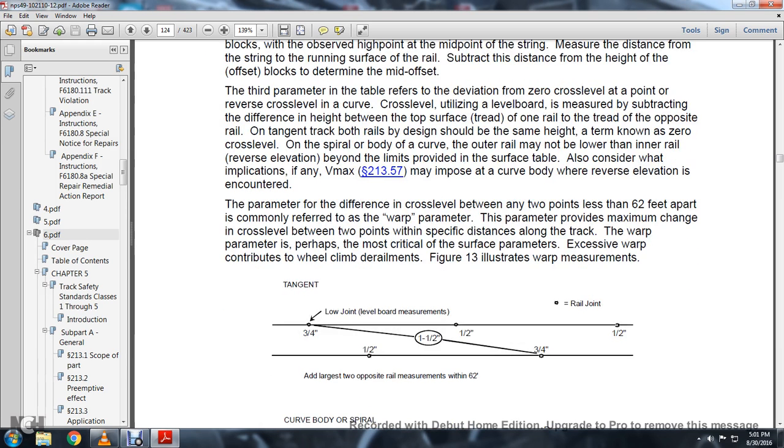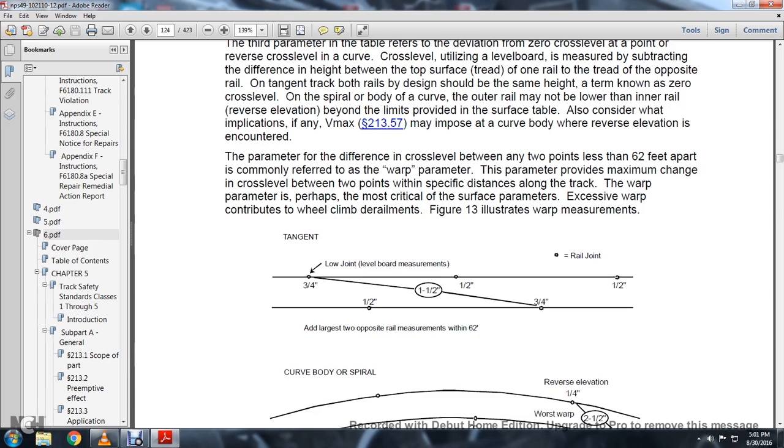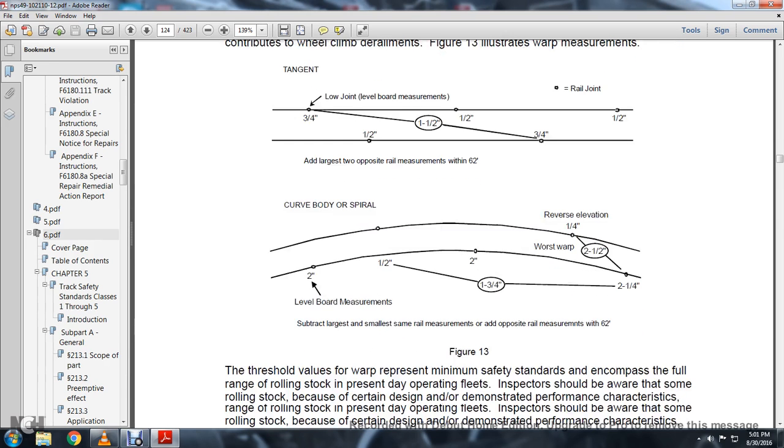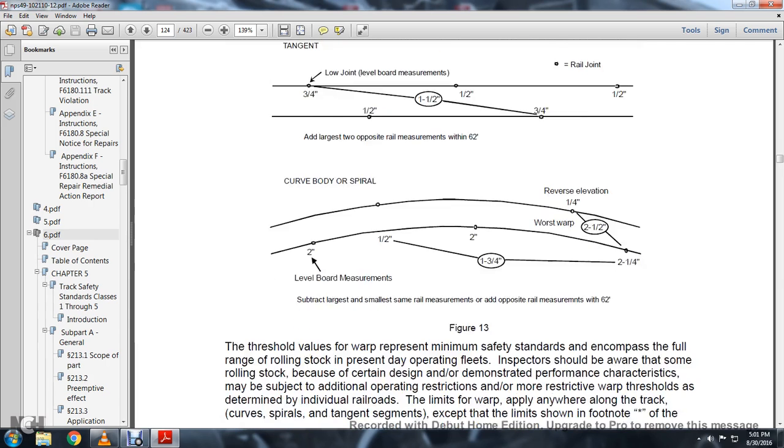The parameter is the difference in cross level between two points less than 62 feet apart, commonly referred to as the warp parameter. The parameter provides the maximum change of the cross level between two points within specific distances along the track. Perhaps most critical, excessive warp contributes to wheel climb derailments. Figure 13 shows the warp measurements on tangent and curved body spiral.